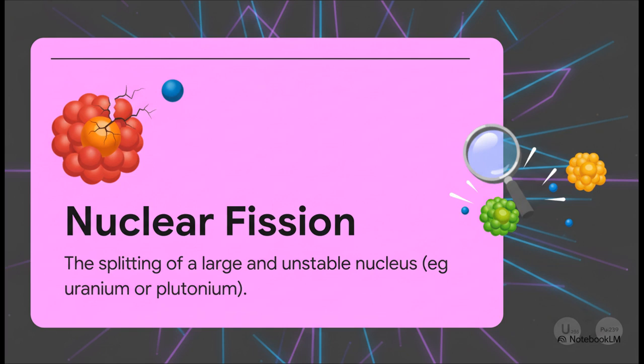Nuclear fission is simply the splitting of a large and unstable nucleus. And those key words are, well, key. Large and unstable. Think of the real heavyweights of the periodic table, like uranium or plutonium. They're just naturally unstable, kind of ready to split apart.